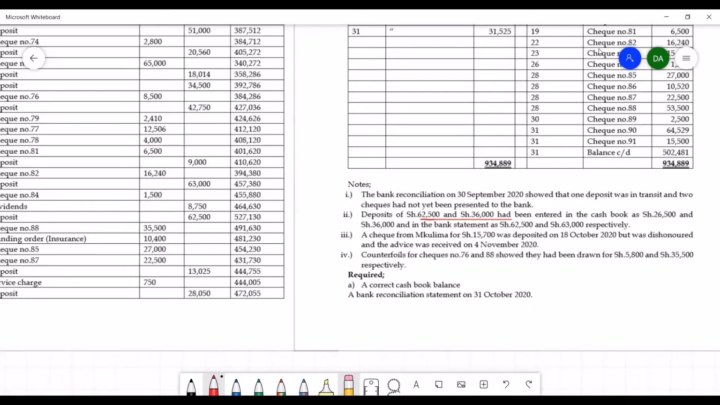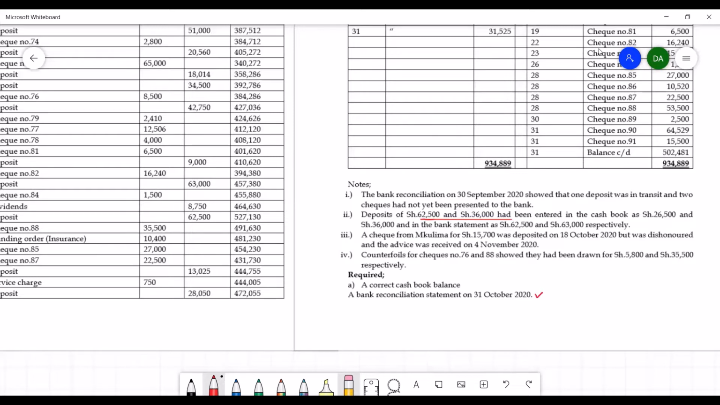Counterfoils for check numbers 76 and 88 show that they had been written for 5,800 and 35,500 respectively. Required: prepare a correct cash book balance and a bank reconciliation statement on 31st October 2020.